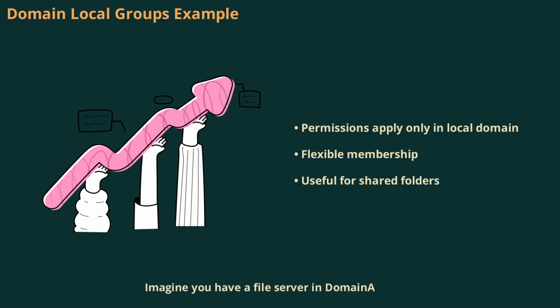Imagine you have a file server in domain A. You create a domain local group in domain A and grant it NTFS permissions, such as modify on a shared folder. You can then add members from domain A, domain B, or even trusted external domains.